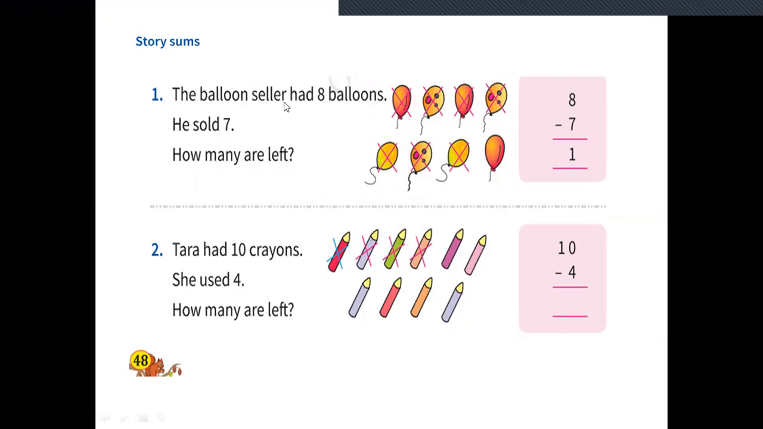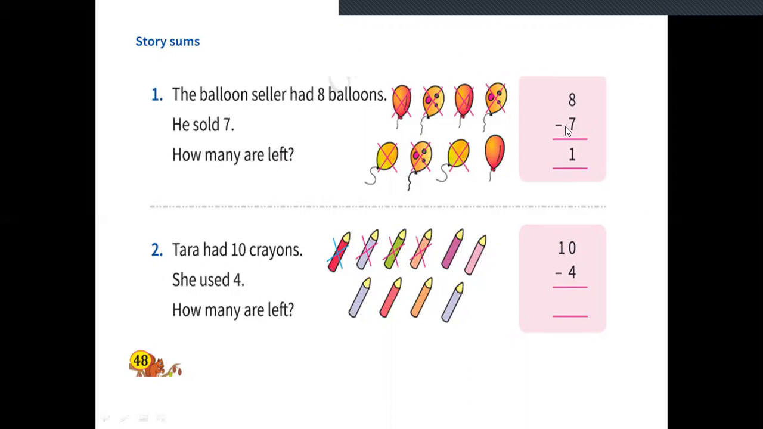Okay, the balloon seller had 8 balloons. He sold 7. How many are left? See, the balloon seller had 8 balloons. 1, 2, 3, 4, 5, 6, 7, 8 balloons he had. Of those, he sold 7. So you have to cross out 7. 1, 2, 3, 4, 5, 6, 7. If you cross out 7, how many will be left? 1 will be left. So that will be the answer.